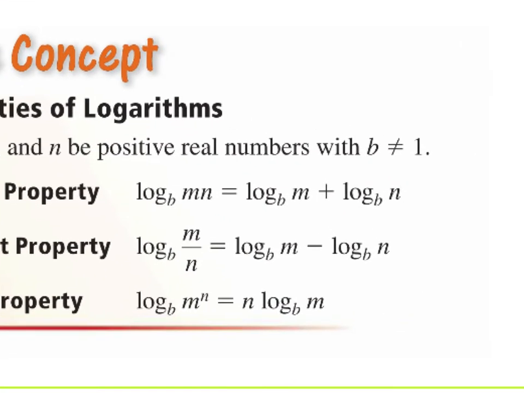When we have two numbers in our log that are being multiplied together, we can expand them by adding them. So we can take the log base b of m and add it to the log base b of n. So when you're multiplying, you can expand it by adding. It works going the other way too. So if you are adding two logs together with the same base, so they have to have the same base, you can condense it by multiplying them together. If you are dividing, you can expand it by subtracting them, and then you could condense subtracting by dividing them.